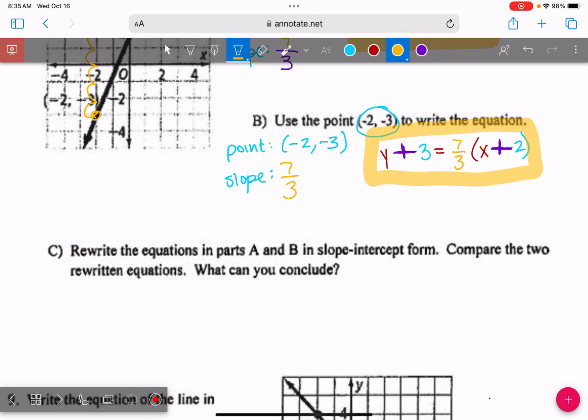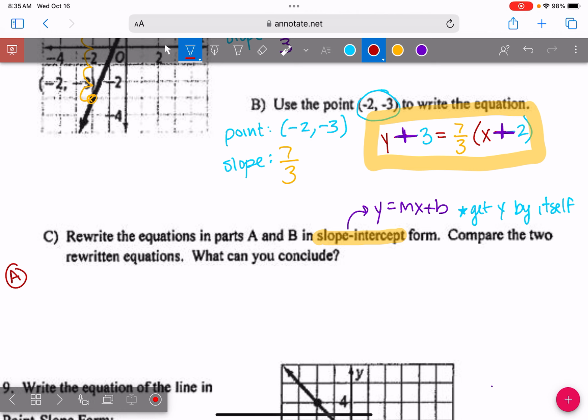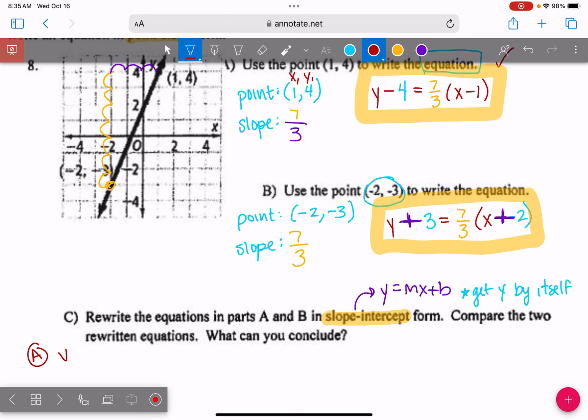I referenced slope-intercept form at the very beginning of our lesson today. We remind ourselves slope-intercept form is y equals mx plus b form. So in other words, I'm going to take these two equations above, and I'm going to get y by itself. So let's do one at a time. Let's start with A. A's equation was y minus 4 equals 7/3 times (x minus 1). And then I'll copy down B's while I'm here. B was y plus 3 equals 7/3 times (x plus 2).